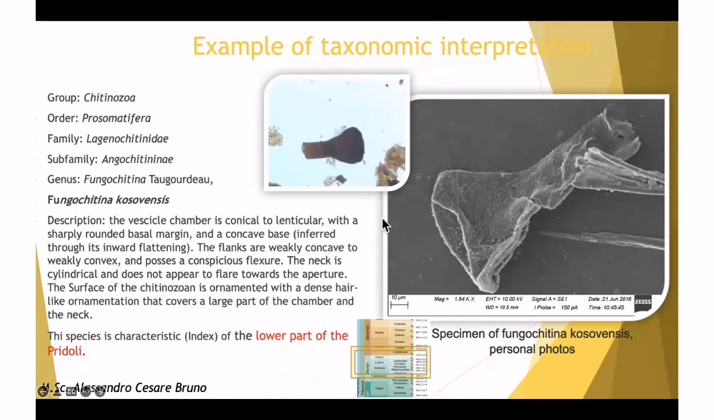Here there is an example of Fungochitina. This is a specimen of Fungochitina kosovensis, a particular species that is characterized because they yield fields all over the surface of the chamber. This particular species is characteristic and is an index fossil for the lower part of the Pridoli. So if you find this species when you are studying a sedimentary rock, you can locate your rock inside the Pridoli, in the upper Silurian, inside the stratigraphic time scale.